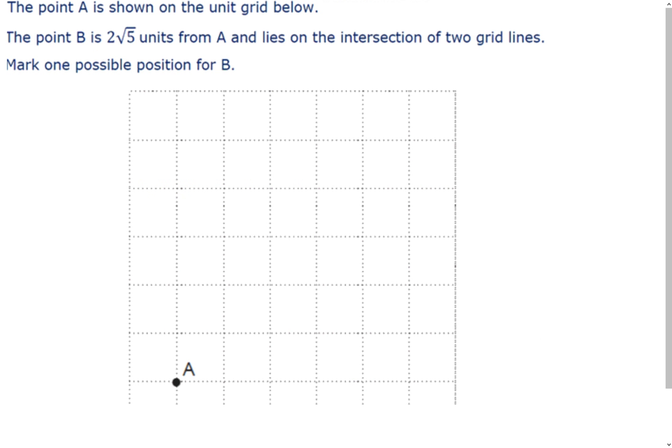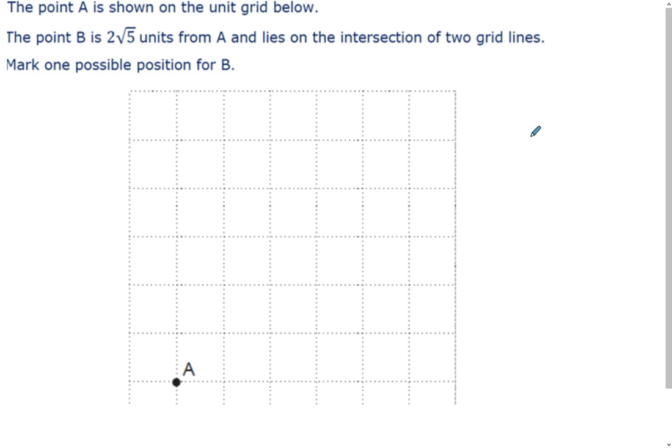Okay, this question, the point A is shown in the unit grid below. The point B is 2 surd 5 units from A and lies on the intersection of 2 grid lines. Mark one possible position for B. I hope you like surds. It doesn't quite overwhelm you. Watch my video on surds and I'm sure you'll grow to love surds.